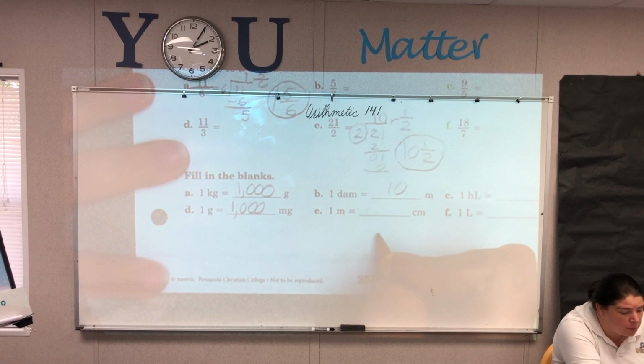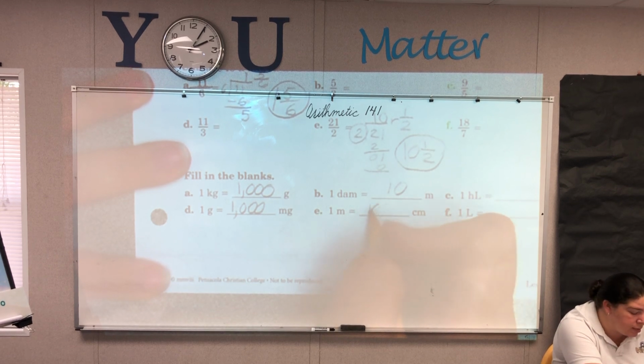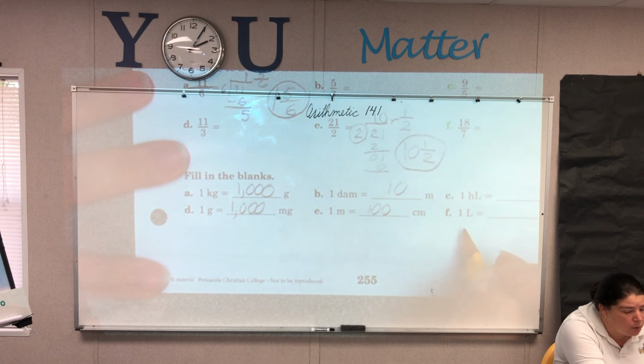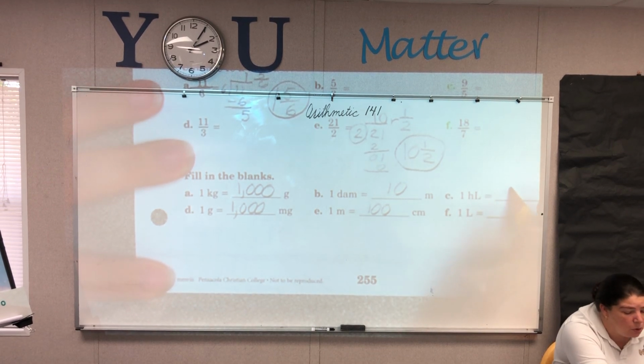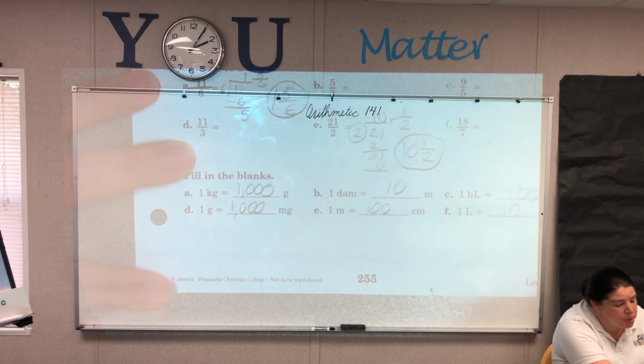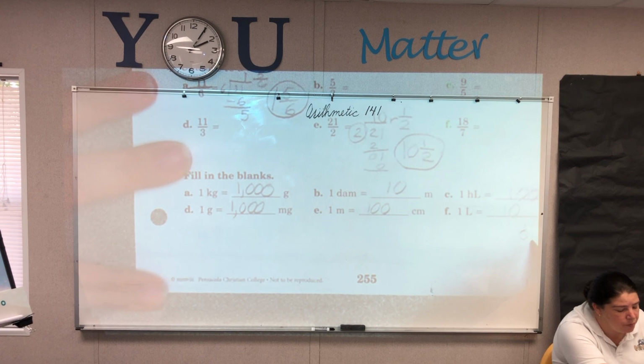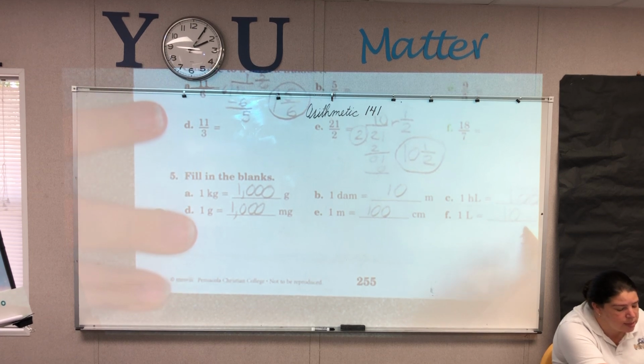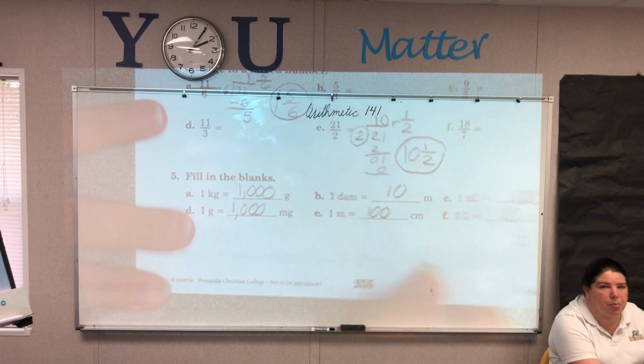How about 1 meter? How many centimeters? That's right, centimeters means 100. How about hectoliters? 1 hectoliter equals 100 liters. And 1 liter equals 10 deciliters. Remember the difference. DL would be deciliters. Okay? DL is deciliters.